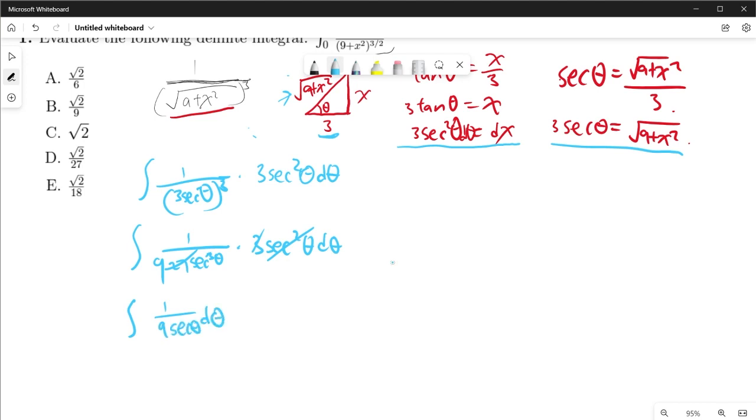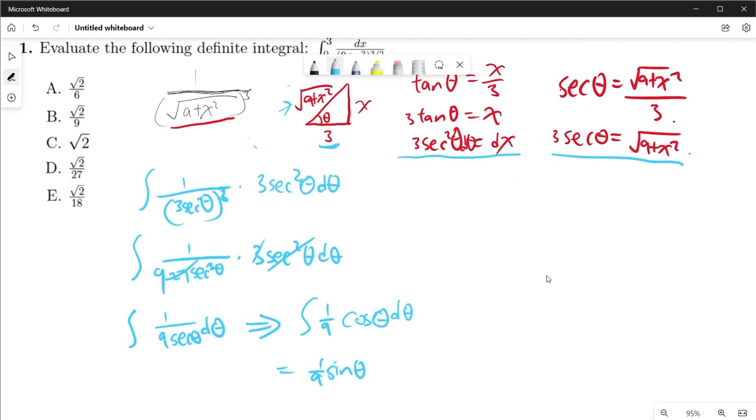But really think about it: secant is just 1 over cosine, so you can plug that in, and this just becomes 1 over 9. The constant doesn't change, but then it will just be cosine theta. And that is a very simple integral. That just goes to 1 over 9 sine theta. There'll be a plus c, but we do have limits of integration.